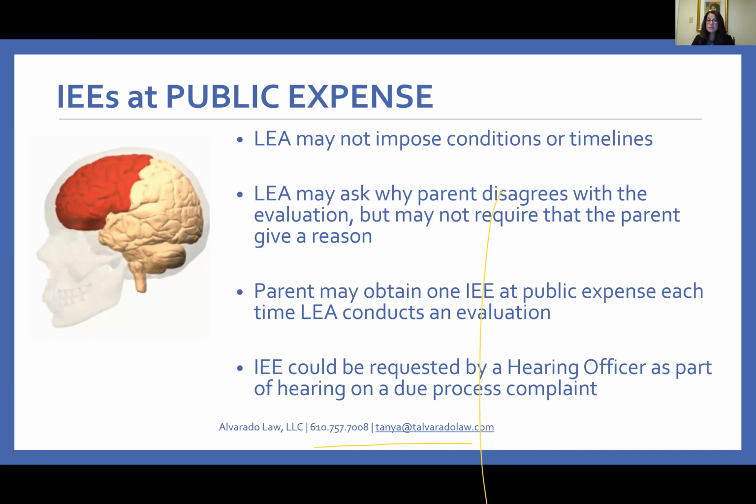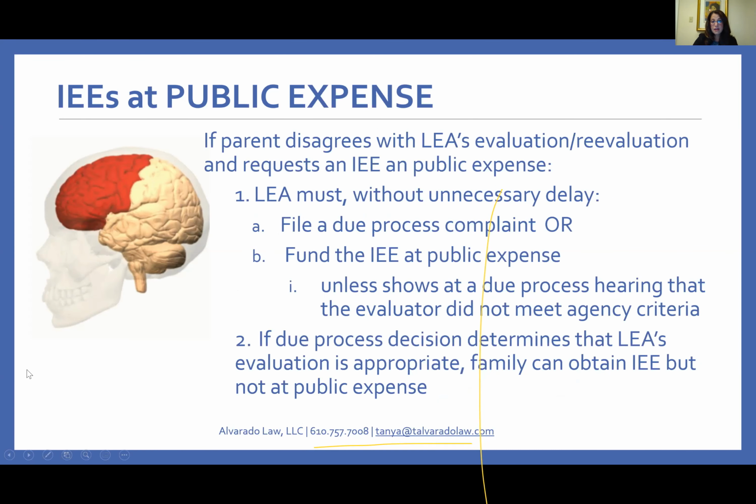You can only ask for an independent evaluation once every time the school district evaluates your child and issues that evaluation report or reevaluation report. Independent evaluations can also be ordered as part of a due process hearing. Now, if you ask for an independent evaluation, the school district only has two choices. They have to agree, or they have to file a due process complaint.